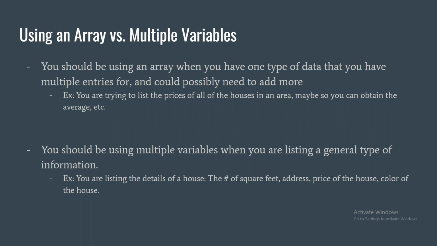But you should be using multiple variables when you are listing a general type of information. So let's say I have a house and I want to say the number of square feet of the house, the address, the price of the house, and the color of the house. You're going to want to use multiple variables for this because this all includes different types of data, but it's all under a general type. So that's when you're going to use multiple variables.